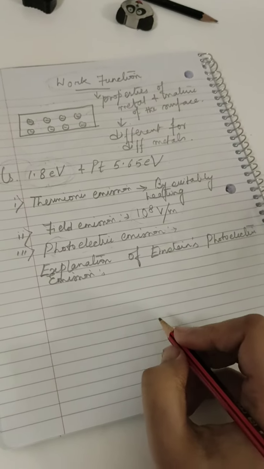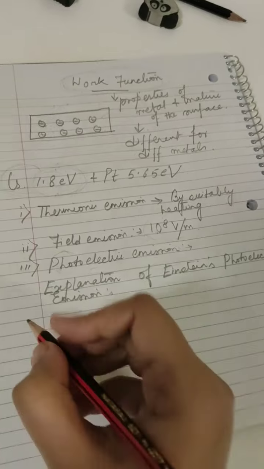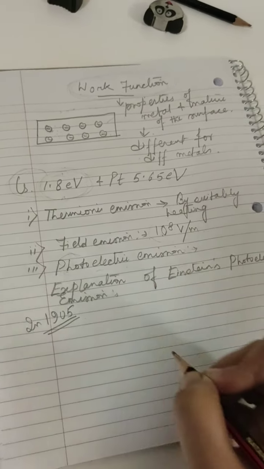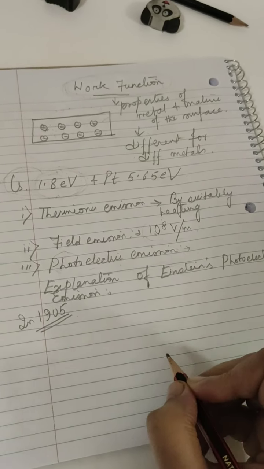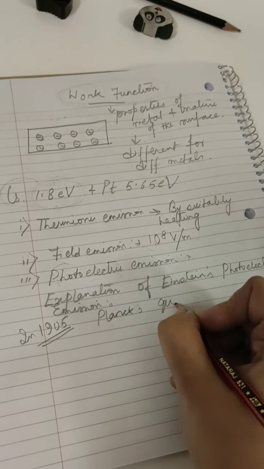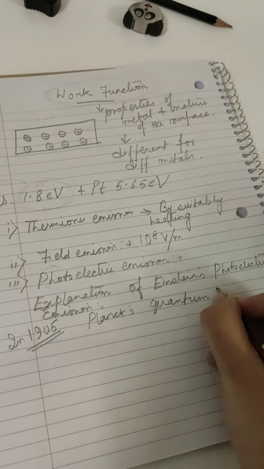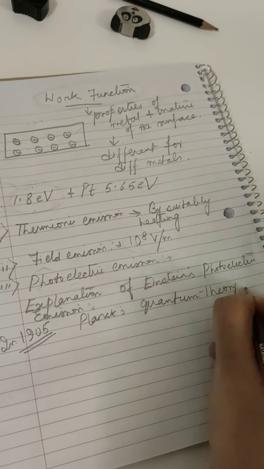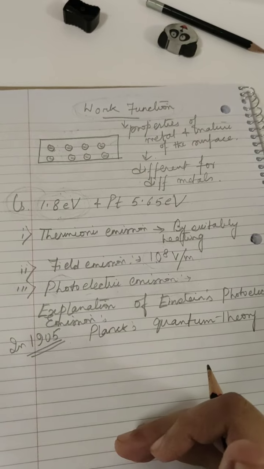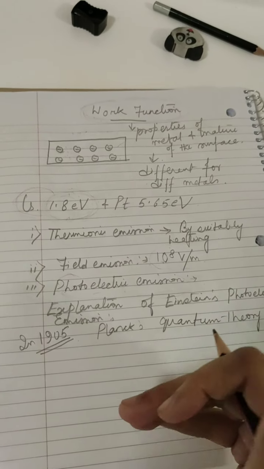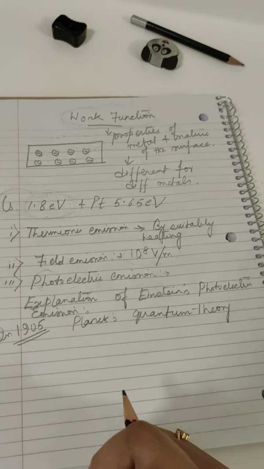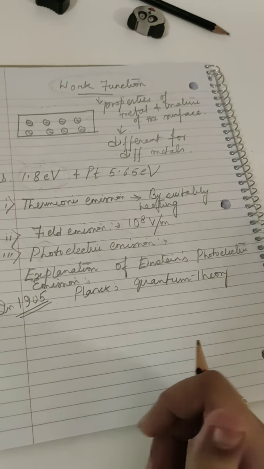Explanation of Einstein's photoelectric emission. So in 1905, Einstein explained photoelectric emission with Planck's quantum theory: that radiation exists only in small packets of energy, small packets of definite amount of energy called light quanta or photons.